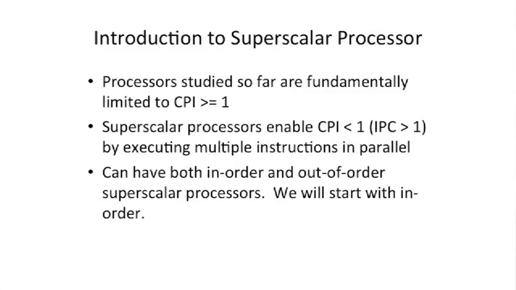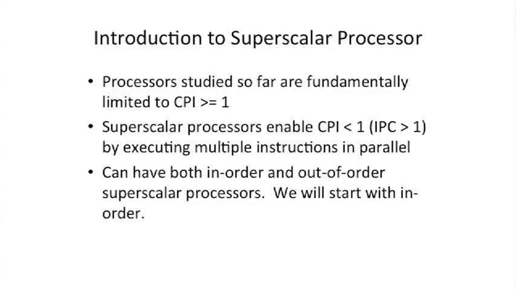So, superscalar processors. So far, we've been limited to processors that can only get a clock per instruction greater than or equal to 1. Superscalar processors will allow us to execute multiple instructions at the same time, and will move us into a new class of clock per instruction potentially below 1. It's at least fundamentally possible. There might be other things that cause our clock per instruction to still be above 1, but we can get higher performance by executing multiple instructions in parallel.